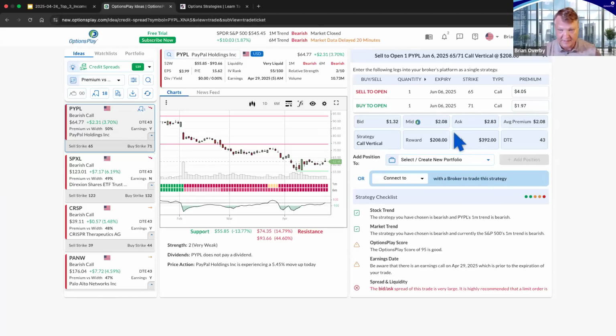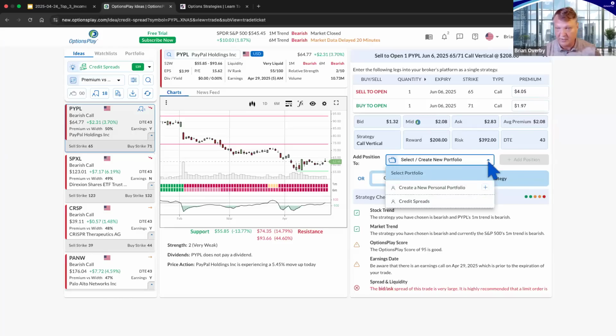It will highlight this. If you have a position set up with your broker, you can send it to your broker, or you can add it to a watch list. And I created a watch list just for this event, and you can track it, and you can paper trade these positions if you find them to be interesting.